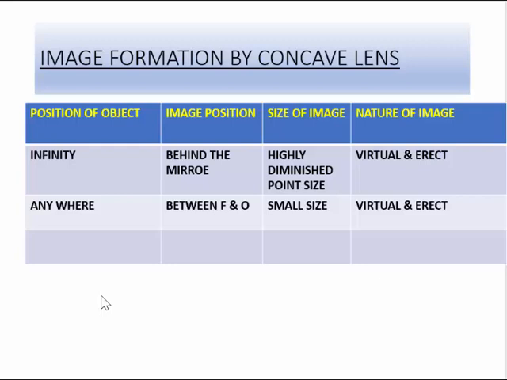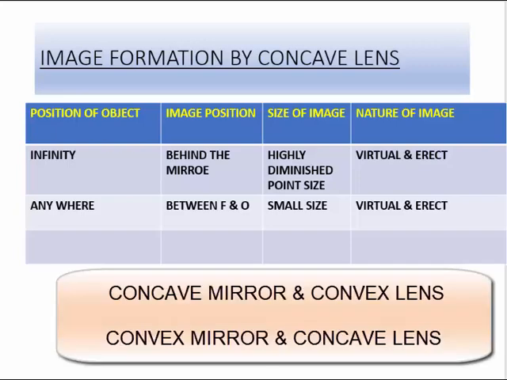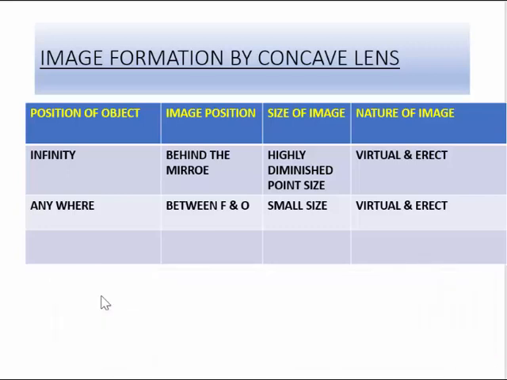We have understood the various ray diagrams for mirrors as well as lenses, and you must have noted that the ray diagram for a concave mirror is almost similar to the ray diagrams for a convex lens. On the other hand, the ray diagrams for a convex mirror are almost similar to the ray diagrams of the concave lens. In the next video session, we will be discussing various sign conventions.